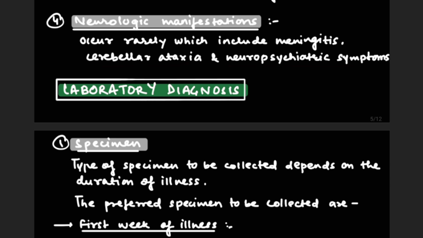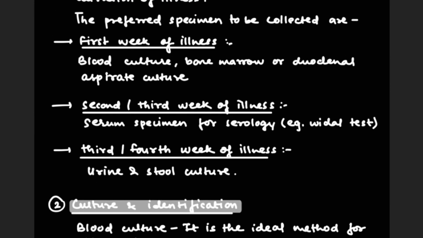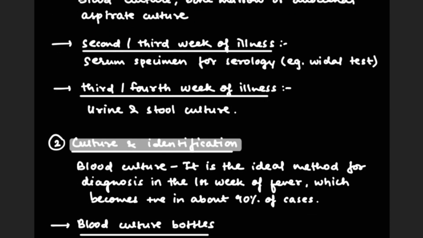Now we are going to see about lab diagnosis. First is specimen. The type of specimen to be collected depends on the duration of illness. In the first week of illness, we can collect blood culture, bone marrow or duodenal aspirate culture. Then in the second or third week of illness, we can collect serum specimen for serology, that is for Widal test. Then in the third and fourth week of illness, we can collect urine and stool culture.